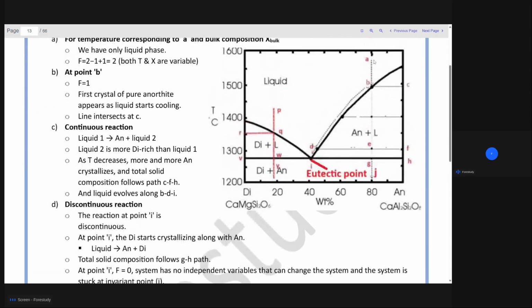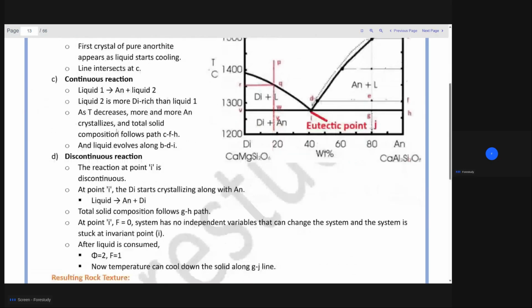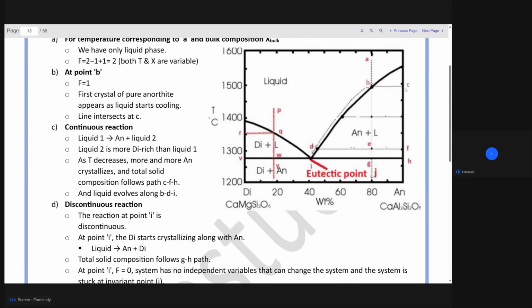So as you can remember, this one is anorthite 80 and diopside 20, but it is giving a crystal of pure anorthite composition. So as T decreases, more and more anorthite crystals form, and the total solid composition follows the path CFH, whereas the melt composition follows the path ABDI. This is the path followed by the melt, whereas this is the path followed by the crystals, CFH. Then it will come to G, and then it will come to J.